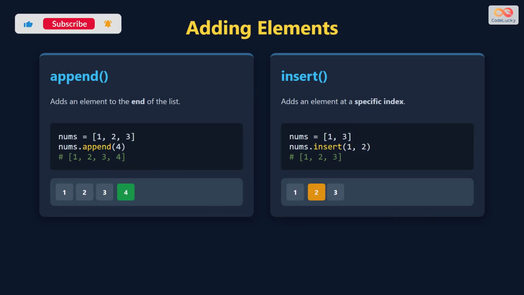To add new items, we often use the append method, which adds an item to the very end of the list. If you need to place an item at a specific position, use the insert method instead, specifying the index and the value.